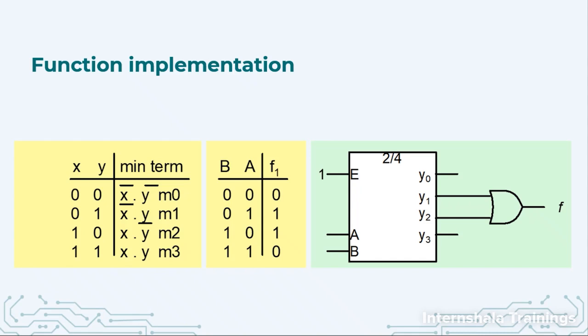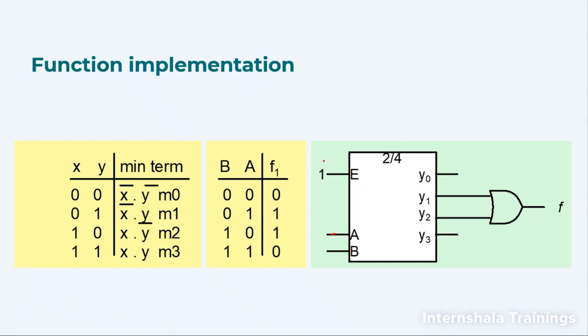Let us cross check whether it is working or not. So we have E equal to 1 all the time. That means the decoder is working normally. Then A and B are the 2 inputs. A is at higher priority, B is at lower priority, or you can design accordingly. Here B is higher, A is lower. Fine. Now if I give 0 and 0, that means y0 will be 1 and all others will be 0.